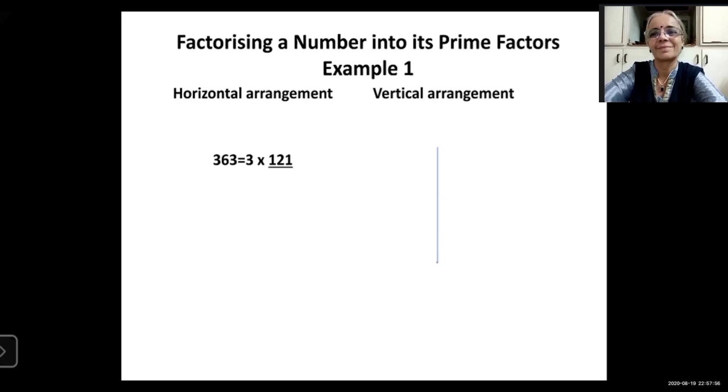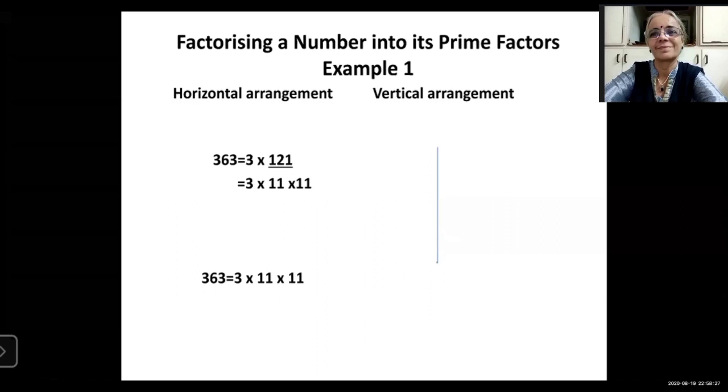Now think about 11. Oh, it can be divided by 11. If I divide 121 by 11, the answer is also 11. So it means 3 into 11 into 11. Now, 3 is also a prime number, 11 is also a prime number. So, yes, I completed my sum. And so the answer is 363 is equal to 3 into 11 into 11. This is horizontal arrangement. Let's see how we write in vertical arrangement.